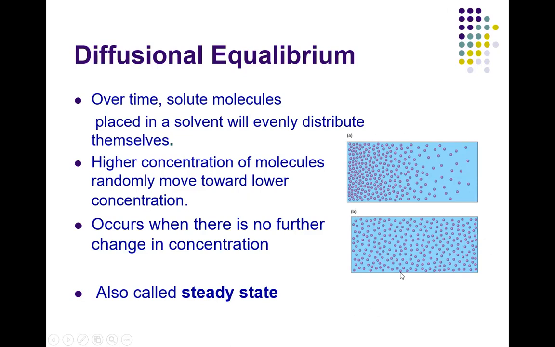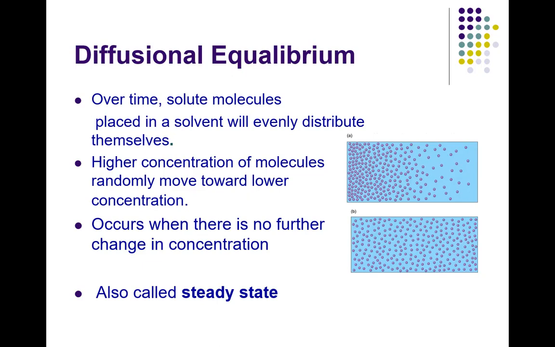distributed. Are things still moving in here? Yes, those molecules are still moving, but there's just no net movement at that point. So once it gets to this state where you have an equal distribution, that's going to be that steady state. So it goes from high to low concentration until you get to that steady state.